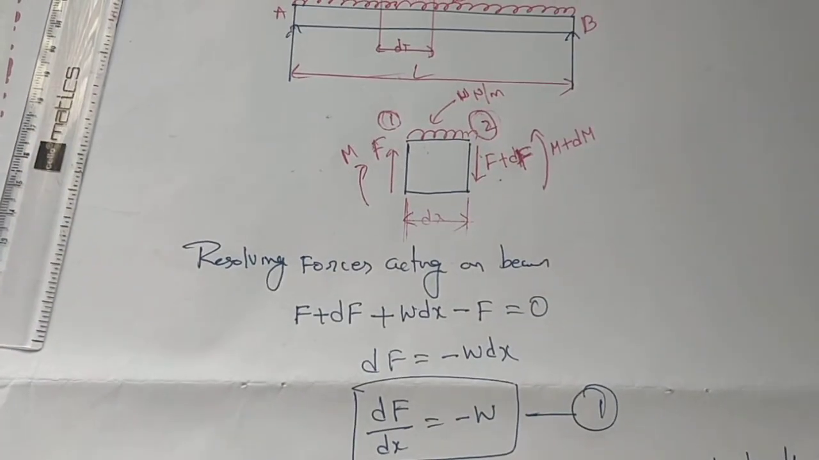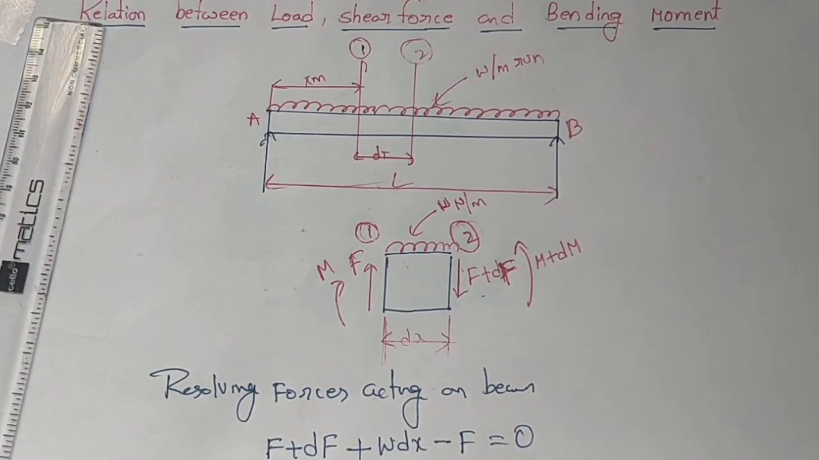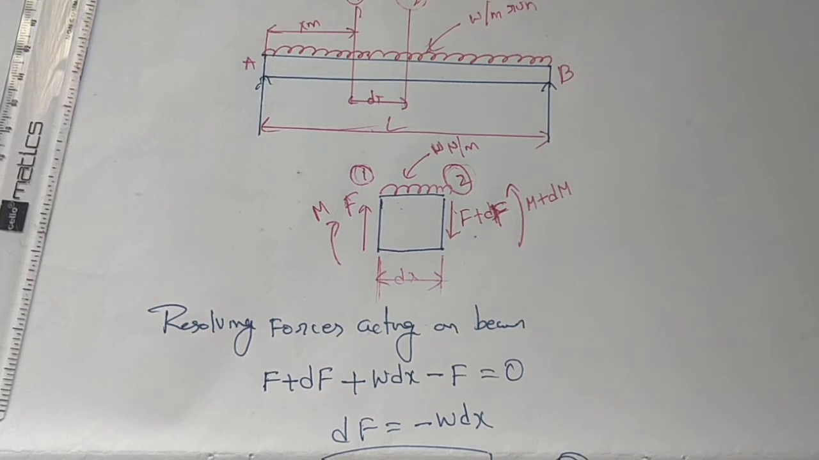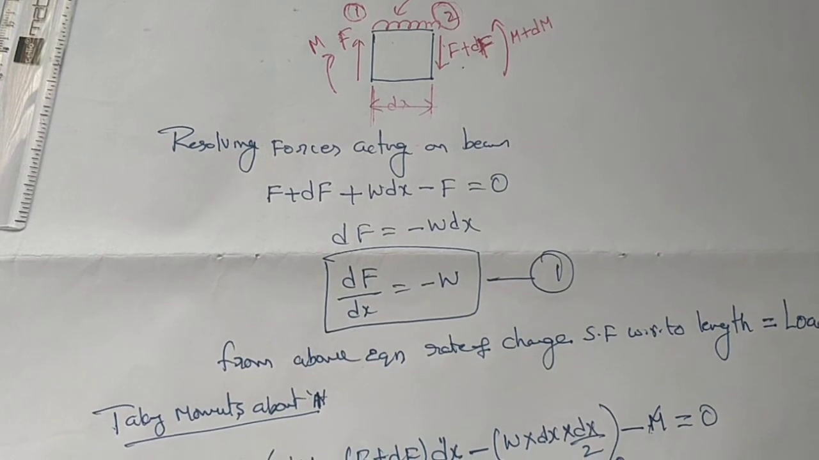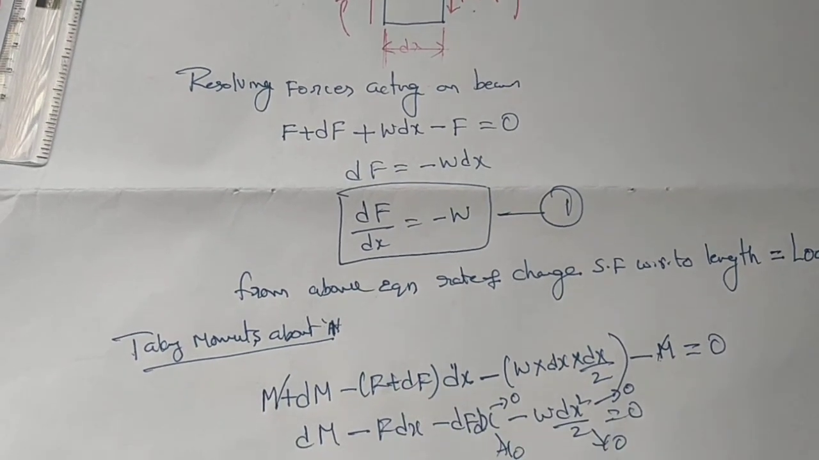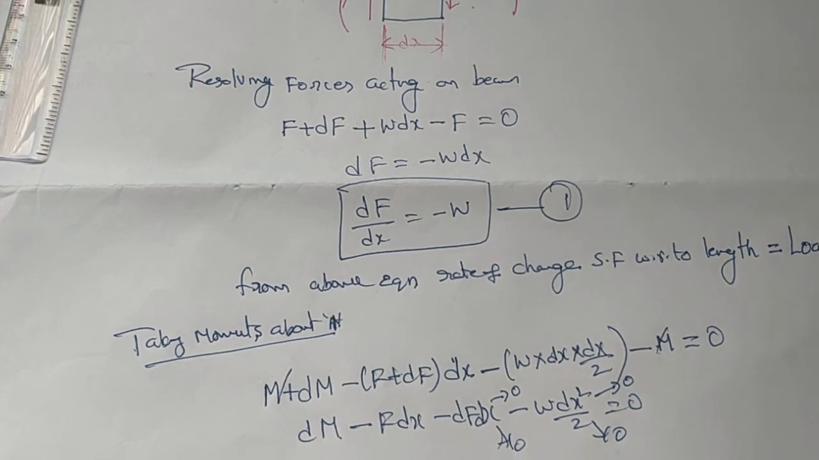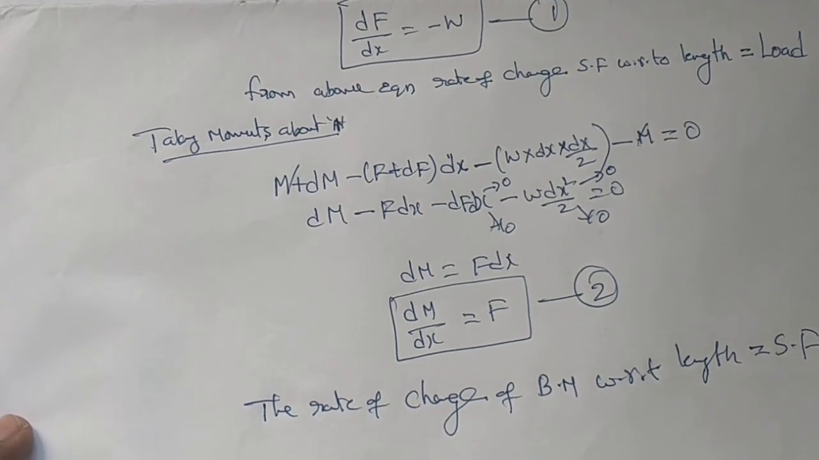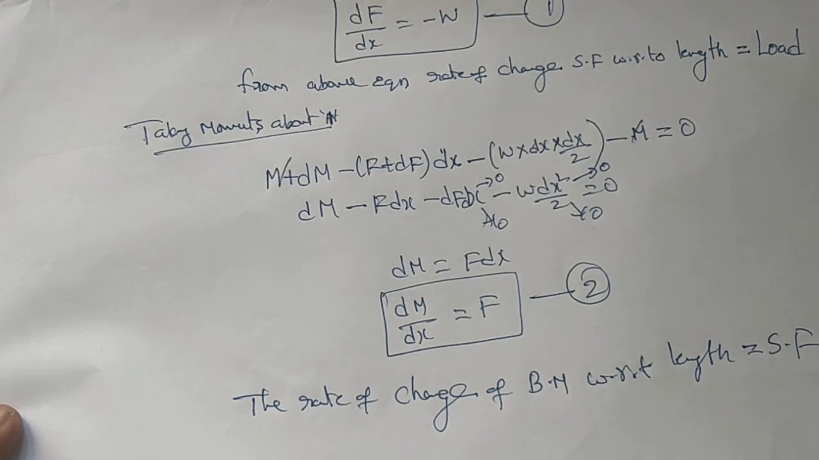Here, first we took one simply supported beam with UDL. Next we took one section with length dx, at a distance of x meters from the left end. Next we resolved the forces acting on that section and got the relation between load and shear force. Next we calculated moments about point A and got the relation between bending moment and shear force.